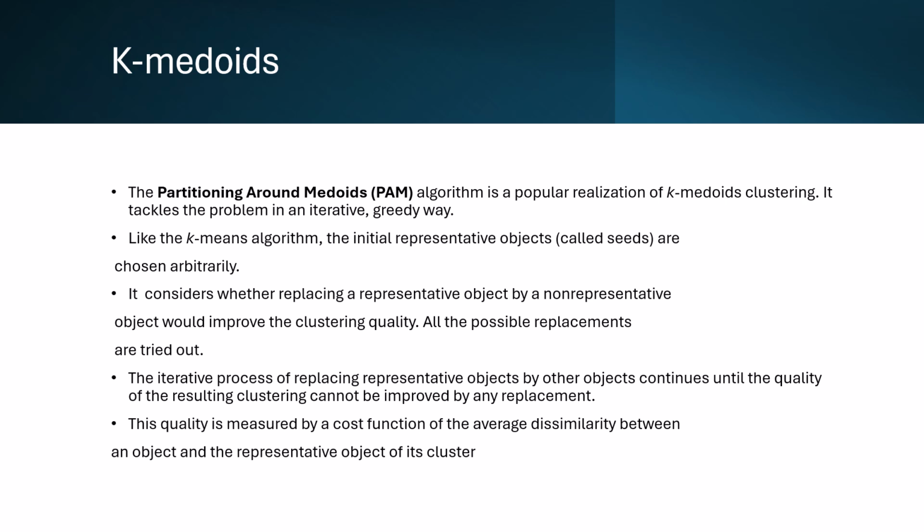The K-medoids method is more robust than K-means in the presence of noise and outliers because a medoid is less influenced by outliers or other extreme values than a mean.